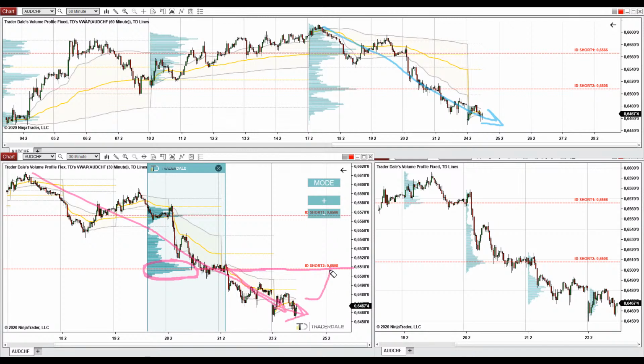So when there's a pullback to this level, I think that those sellers will start defending their selling positions and they'll push the price downwards from this level again.